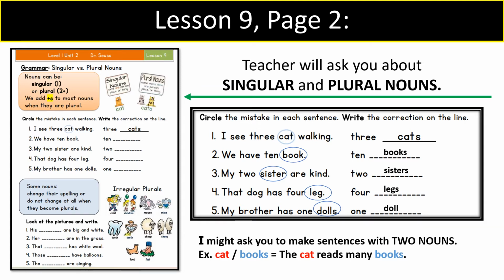So maybe I say cat, only 1 cat, and books, many books. So you need to take the singular noun, cat, and the plural noun, books, and make a sentence. The example is, the cat reads many books.